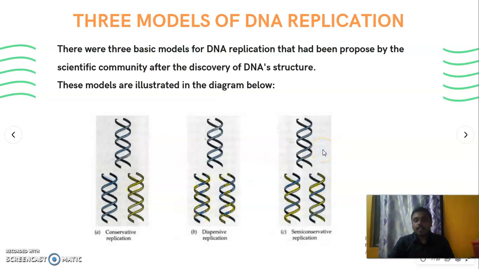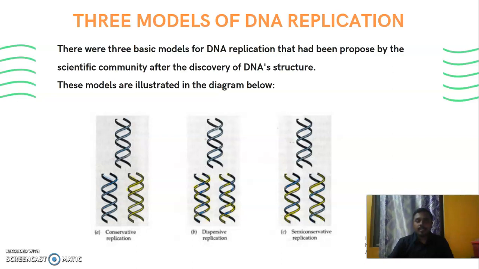In this particular video, we are going to see the first classical experiment of this unit, that is the Meselson and Stahl experiment. But before entering into the Meselson and Stahl experiment, we need to know about a basic concept called the three models of DNA replication.